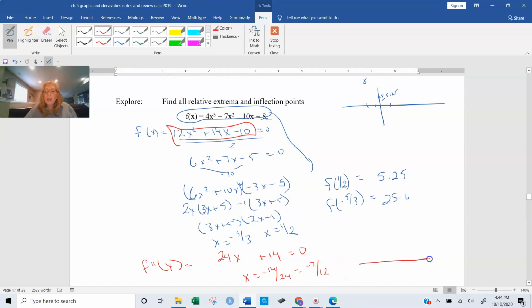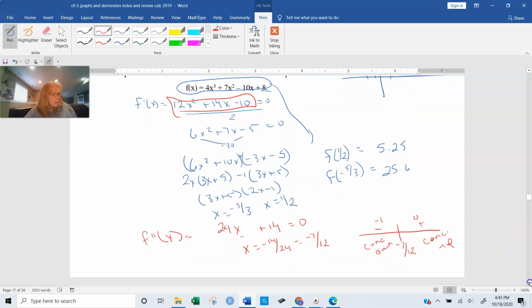All right, let's double check our concavity. So negative 7/12 is what we're looking at. So we'll probably plug in 0 there, negative 1 here. Plug in 0, and we get a positive 14, so this guy's concave up. Plug in negative 1, we get negative 24 plus 14, so it's negative 10. So he's negative, so this guy's concave down, which is exactly what it should be.